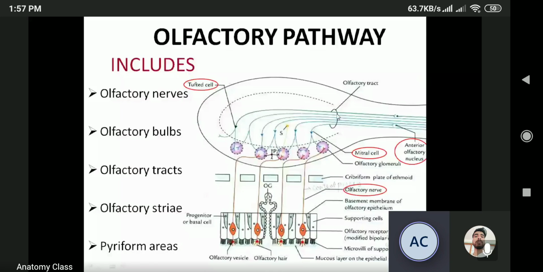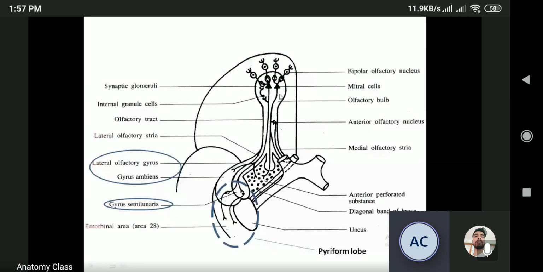And when traced backward, this olfactory tract divides into the olfactory striae. Once again, this is the olfactory bulb, here are the mitral and tufted cells, and the olfactory tract is formed. Now, the olfactory tract finally divides into the olfactory striae: medial olfactory stria, lateral olfactory stria, and even sometimes an intermediate olfactory stria is encountered.